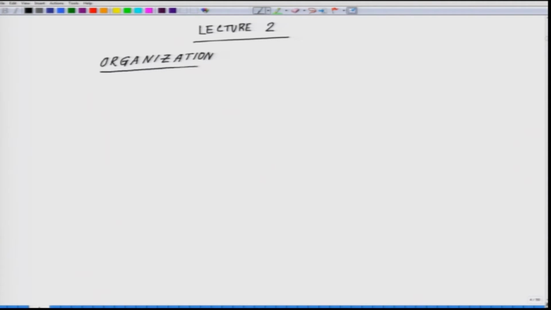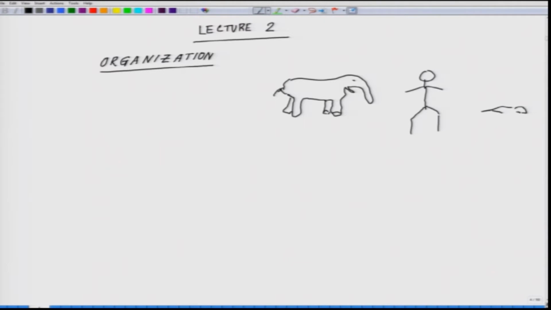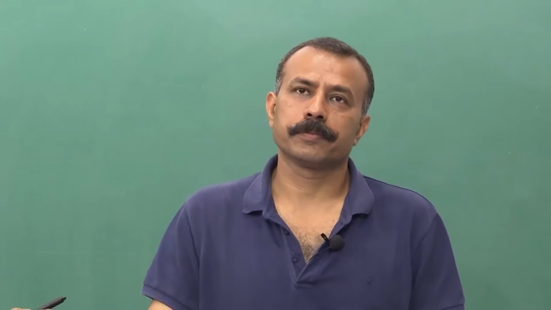Now, whenever we talk about organization, think of it. If you look at an elephant, it gives you something. If you look at a human being, something like this, or we talk about a small rat or mouse, it will be something like this, or a fish, it will be something like this. So, if you look at these different organizational setups, you see different kinds of structures.